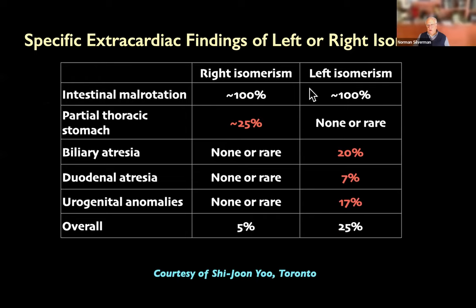Intestinal malrotation to a greater or lesser degree occurs in almost all patients. Partial stomach in right isomerism, biliary atresia in left isomerism in almost 1 out of 5. This is higher than my own series shows. Duodenal atresia also occurs, and urogenital anomalies such as a bifid uterus or absent uterus occur in left isomerism. And I've seen this as a sole expression of left isomerism in a teenager. And overall, the incidence of urogenital anomalies is that much.